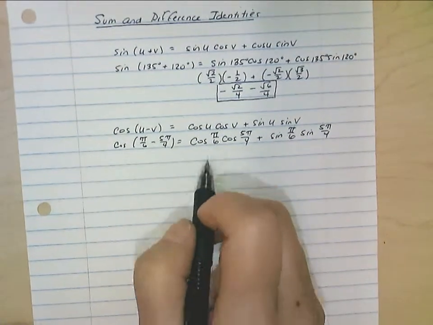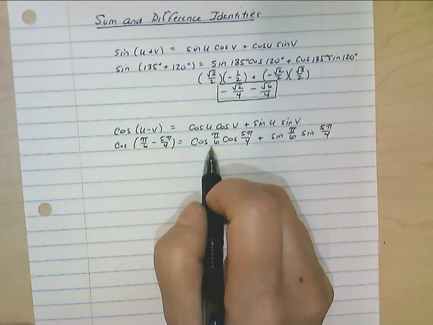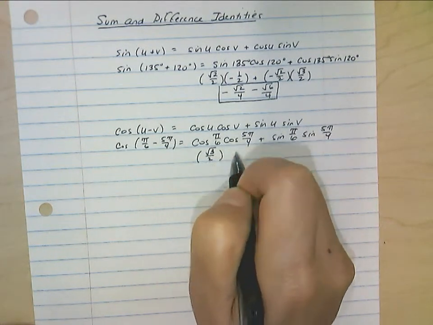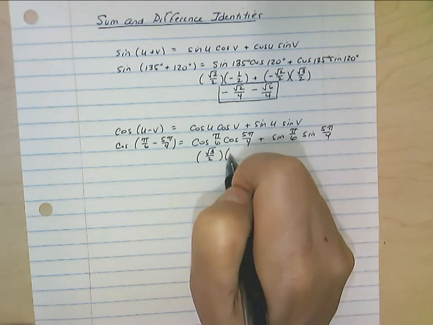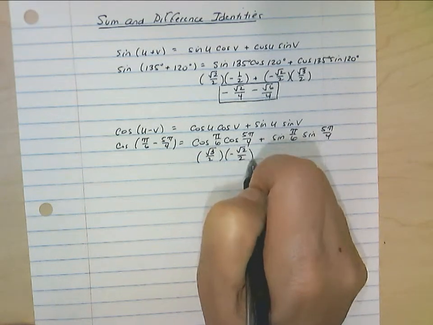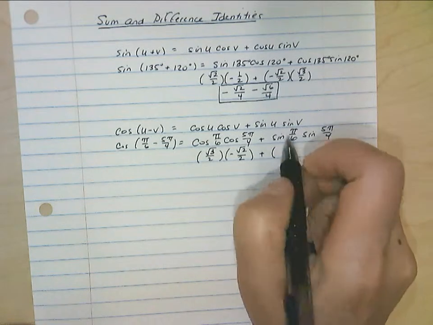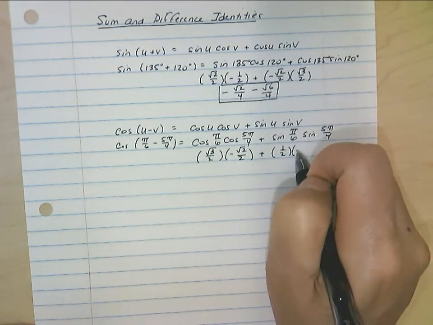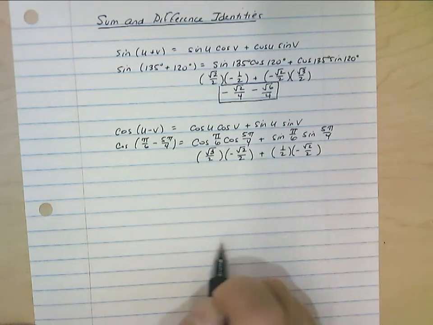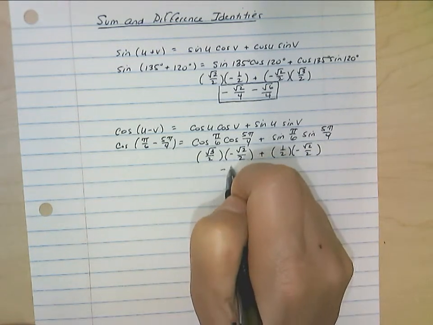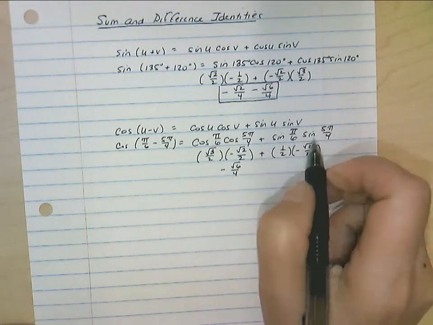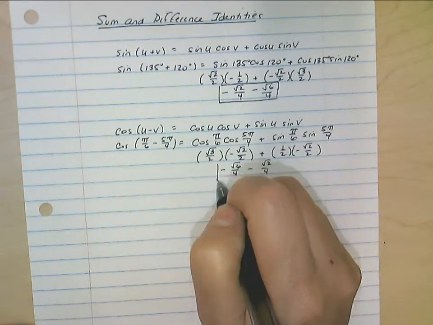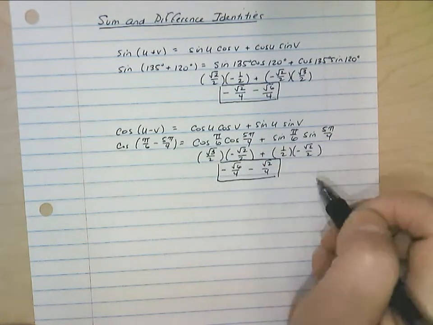Now once again I can replace cosine pi over 6 with the exact value of the square root of 3 over 2. Cosine of 5 pi over 4 is negative square root of 2 over 2. Sine of pi over 6 is 1/2. And sine of 5 pi over 4 would be negative square root of 2 over 2. When I multiply, I get negative square root of 6 over 4 and then minus the square root of 2 over 4. And I would once again check that with my calculator.